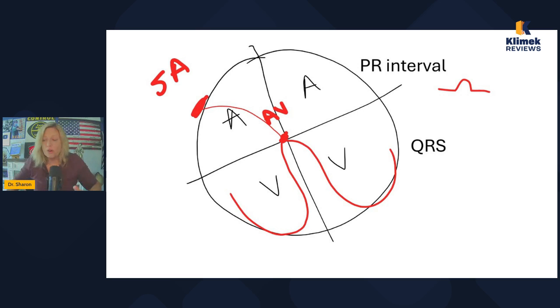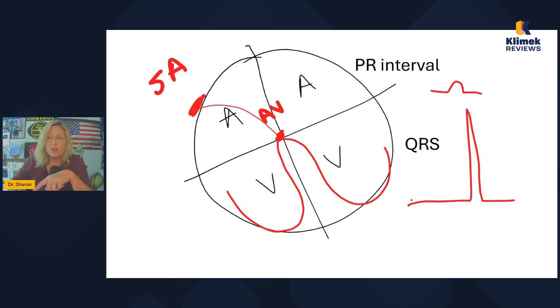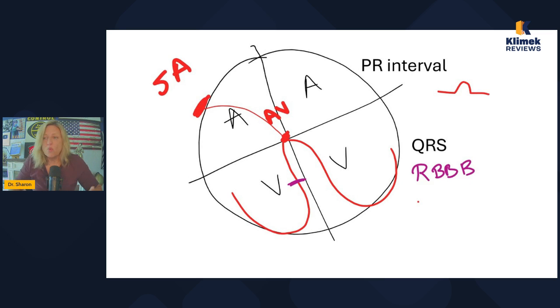That gives you your QRS. Normally it goes up, it could go down, it could go up and down, but it's a pretty straight spike. It's a very pointy spike, okay? Now, what happens when you have a right bundle branch block?